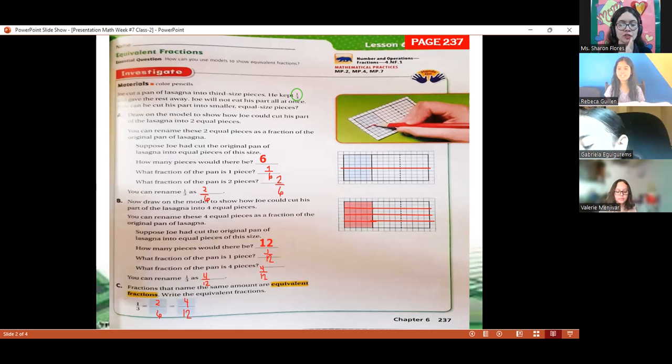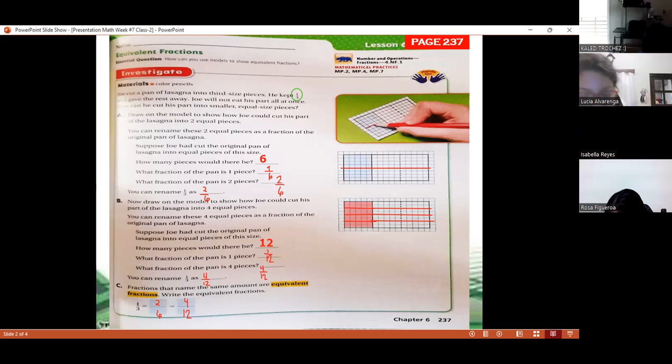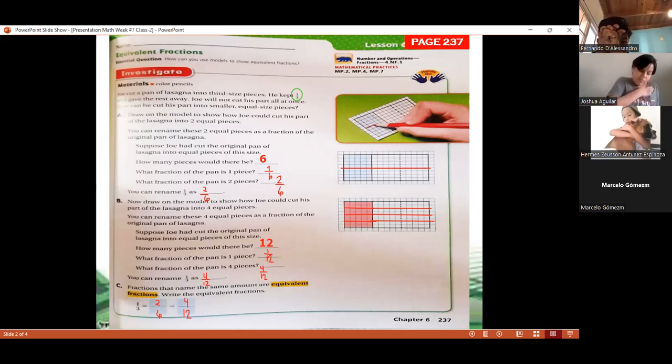All of you finished page 237? Yes. Okay, let's go to the next page. Hermes, did you finish, Hermes? Yes. You have a big dog.